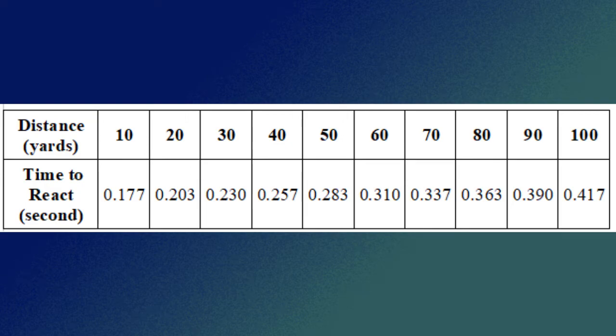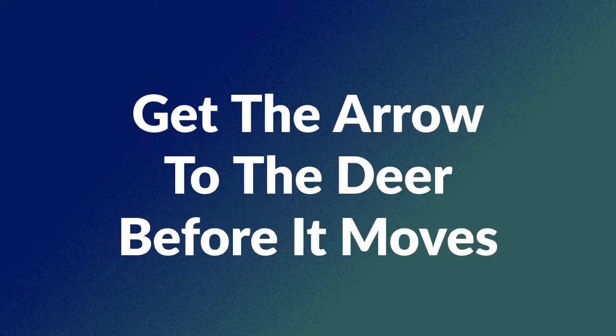This table shows the time it will take the deer to react to the same distance. It's based on the time it takes the sound to reach the deer and the reaction time we're using of 0.15 seconds. Let's say your goal is to get the arrow to the deer before it has a chance to move. What initial speed do you need?